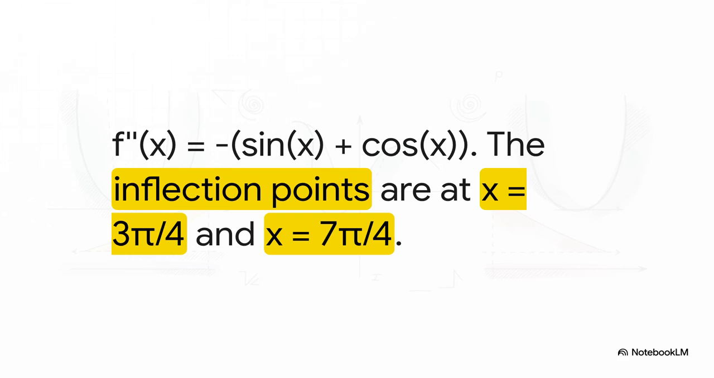Now to find where that equals 0, we're basically looking for where sine of x equals negative cosine of x. Or in other words, where the tangent of x equals negative 1. On our interval, that happens at exactly 2 places, 3 pi over 4 and 7 pi over 4. Once again, these are our inflection points. The method holds up perfectly.